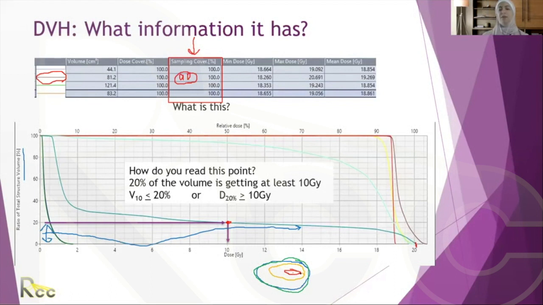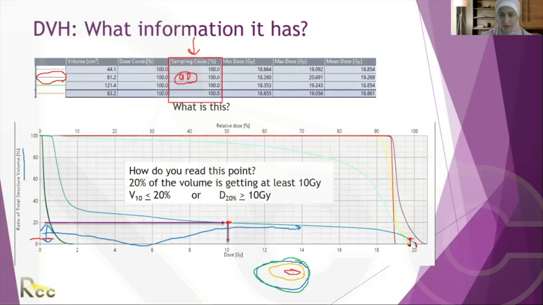Is the concept clear? That's why we always say a certain volume is getting at least 10 gray. Let's say I want to read this one. This is about 5%. So if I go with the 5% volume, I come here.